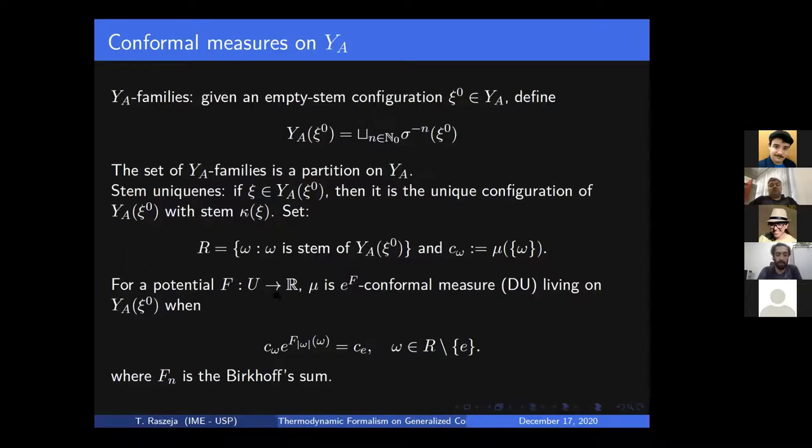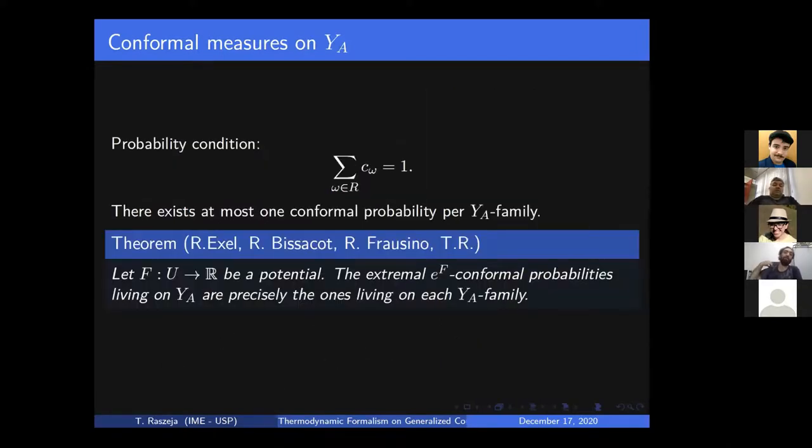And for a given potential, we can rewrite the conformal condition from Baker-Urbanski as this one we can see here. And in the end, we simply impose the probability condition in order to determine all the probabilities in this setting. In particular, we have this theorem that there is not only at most one conformal probability living in a YA family, but when it exists, it's an extremal measure.